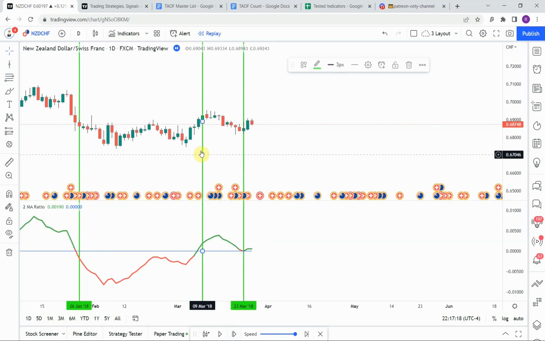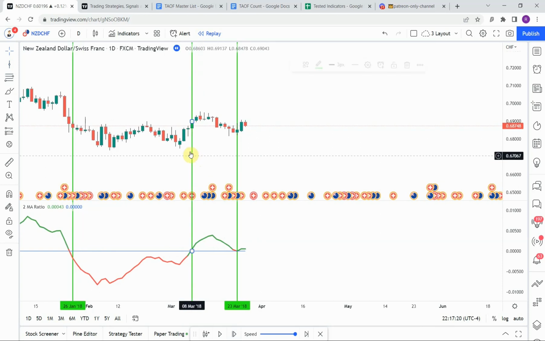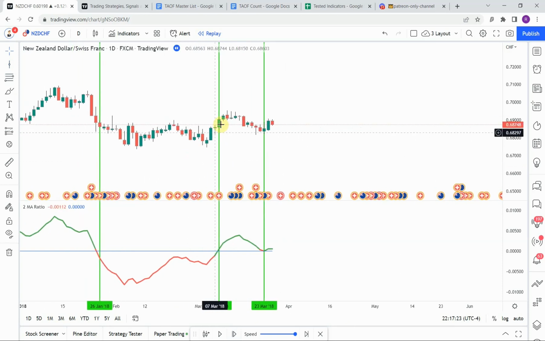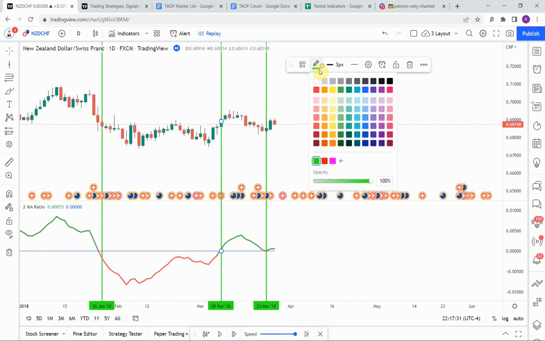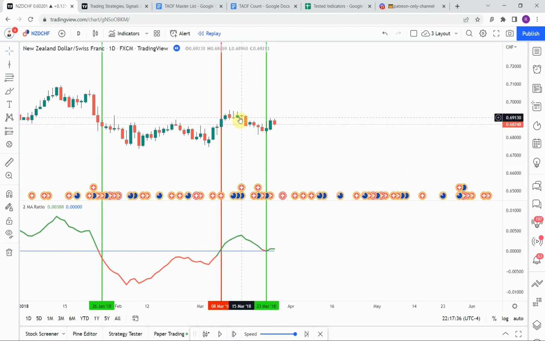All right, we then pick up a long right here on this one. There we go. Pick up a long right here on this one. We get that shift from red to green in the line. We get a push to the upside, but it's just not quite far enough to get up to our take profit before it then starts to roll over and push down right here.